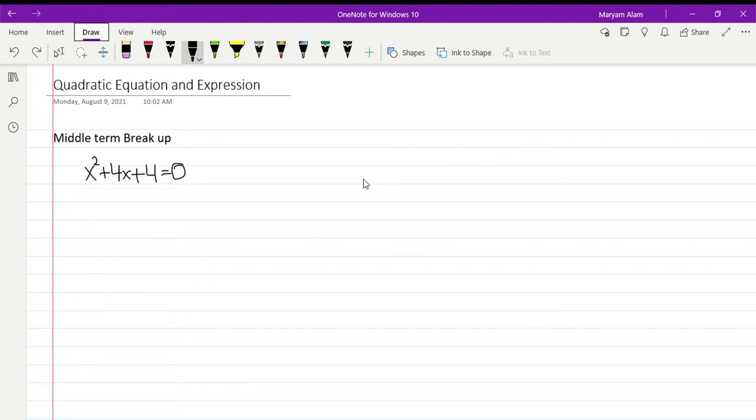Assalamualaikum. Today we will be solving quadratic equations through middle term breakup. We have done its explanation. Now we will do some example questions.